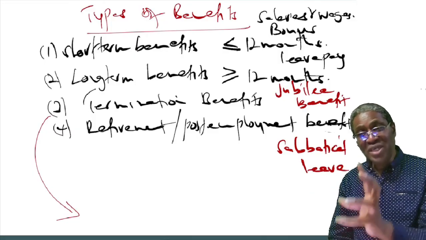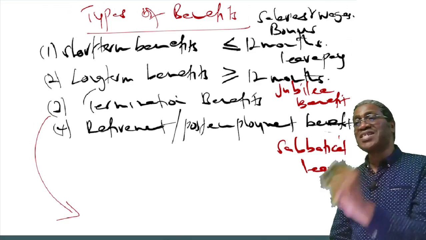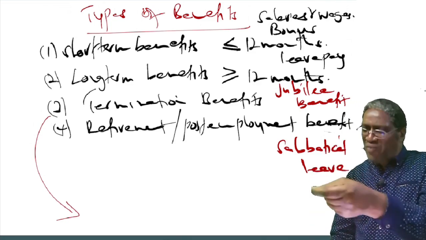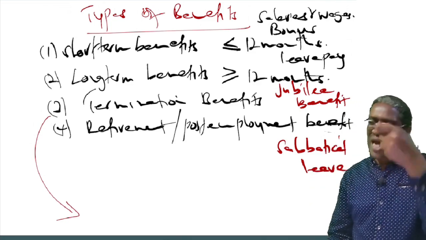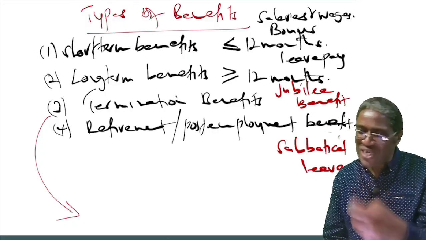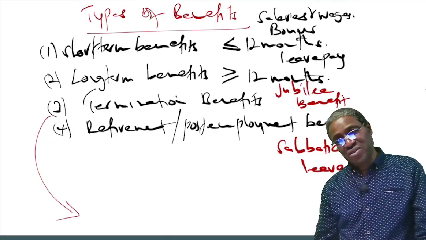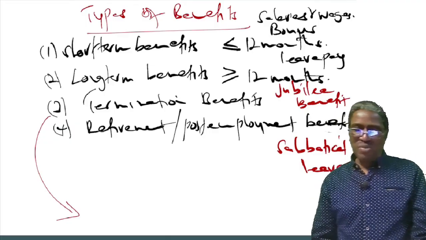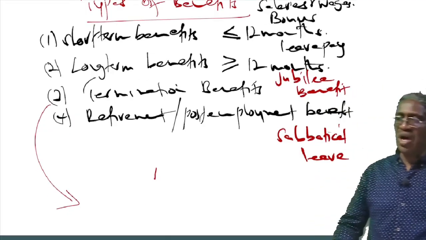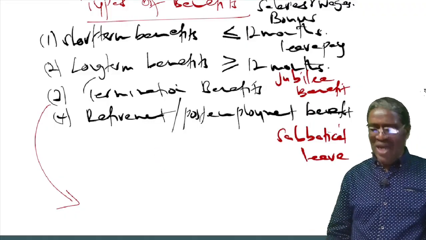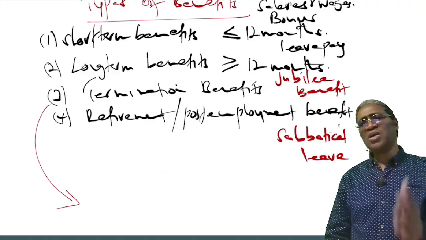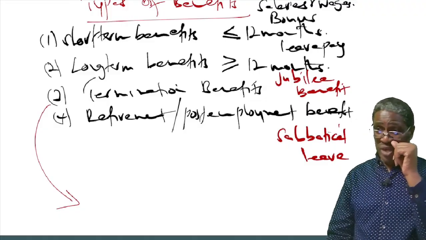Or it is that benefit an employee is entitled to because of accepting an early voluntary retirement in exchange of a benefit. Good. That's what we can say about termination benefit. We now go to the last one. That is retirement benefit. We also call it post-employment benefit.